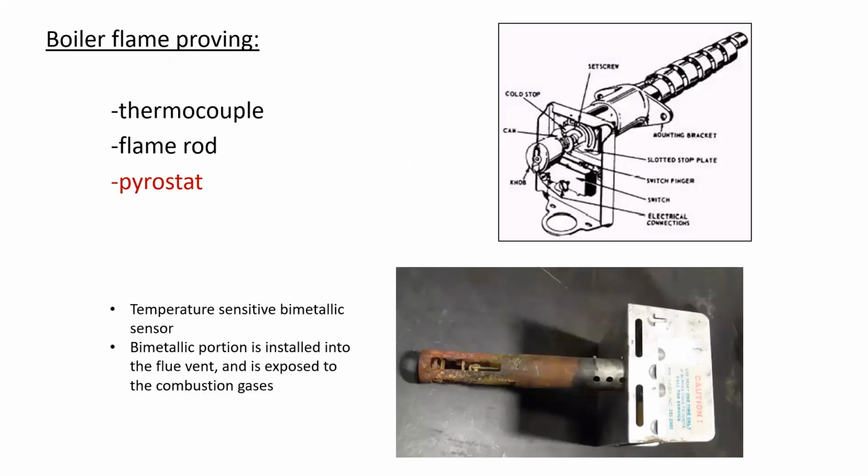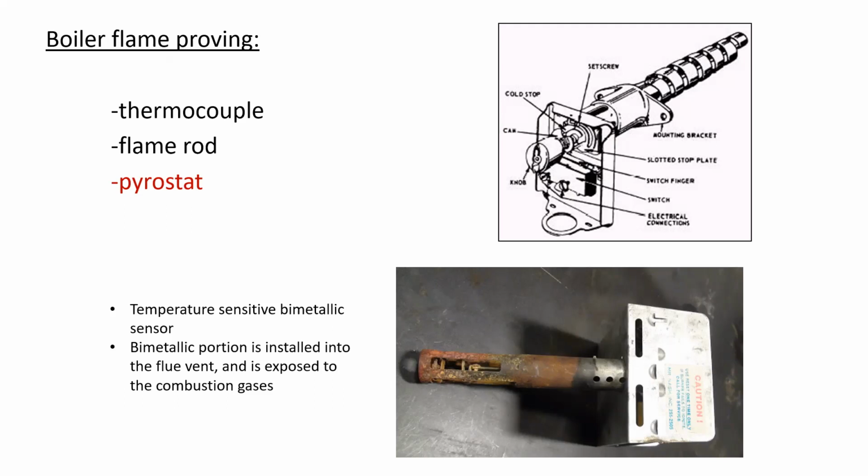We have thermocouple, flame rod, and pyrostat, which can all be used to prove that a flame is present in a boiler system. Now, at times, pyrostat is a little more common, and it's a bit of a different type of device. It looks very similar to a fan high limit switch that we would expect in a furnace, but instead this one is actually mounted in the flue.